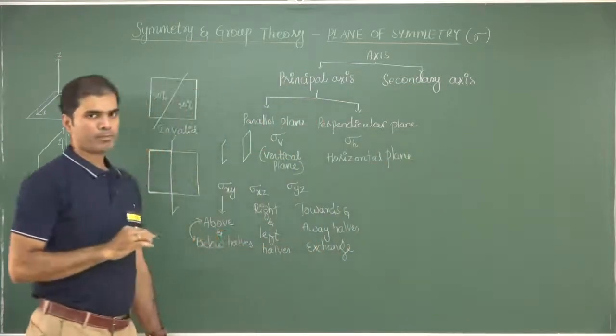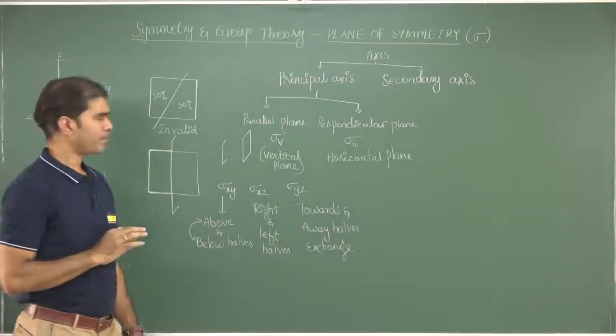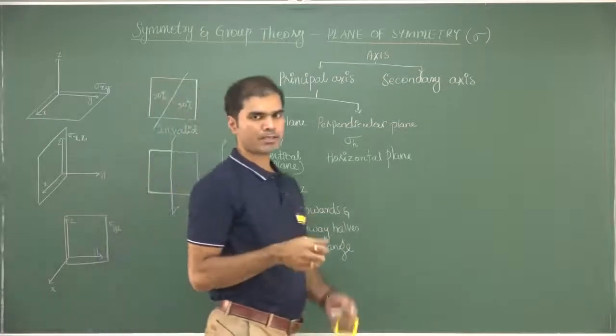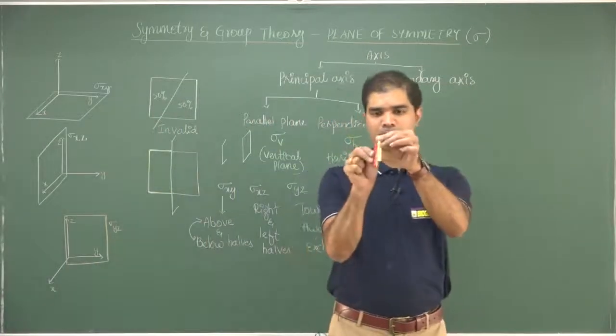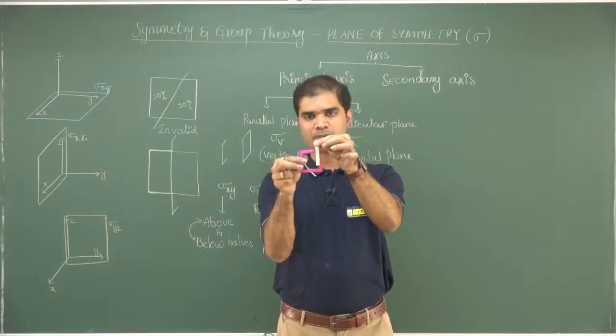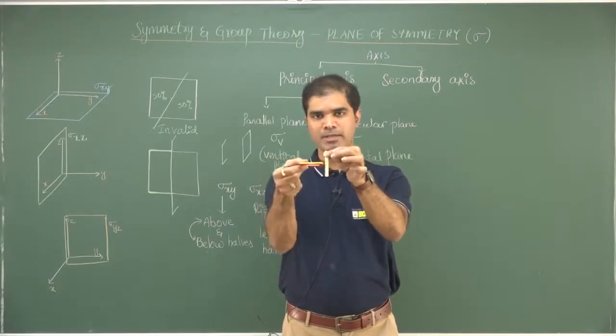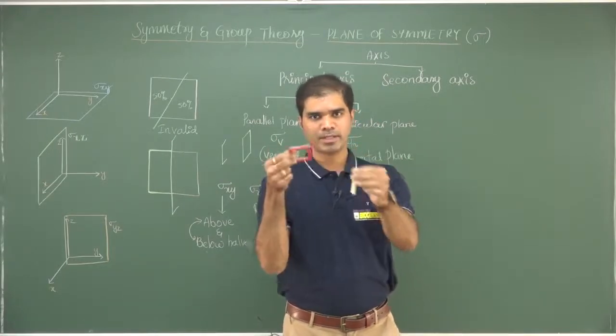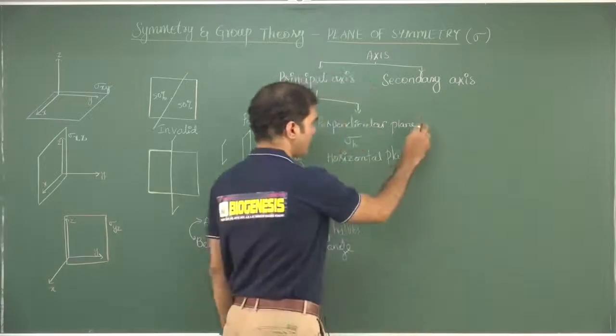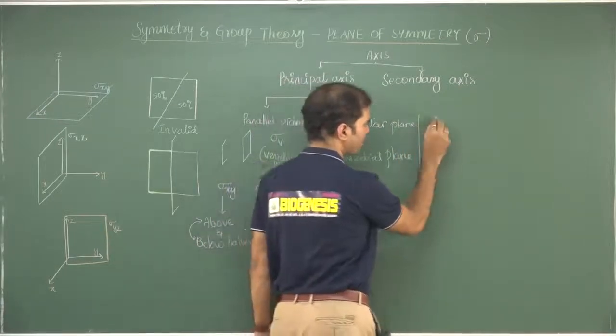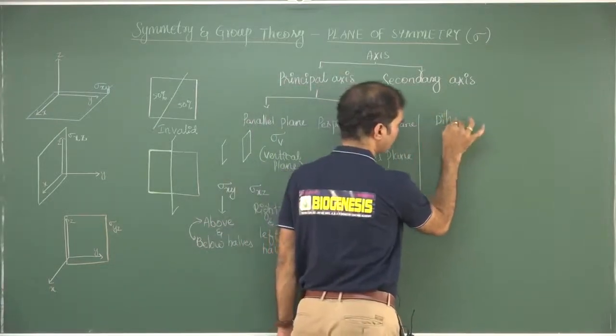Out of the three different planes, I have defined two of them. A plane which is parallel to the principal axis, supposing that this is the principal axis, this is a parallel, vertical plane, this is also a parallel, vertical plane, this is perpendicular, and should be called a horizontal plane. We have a third type which is called the dihedral plane.